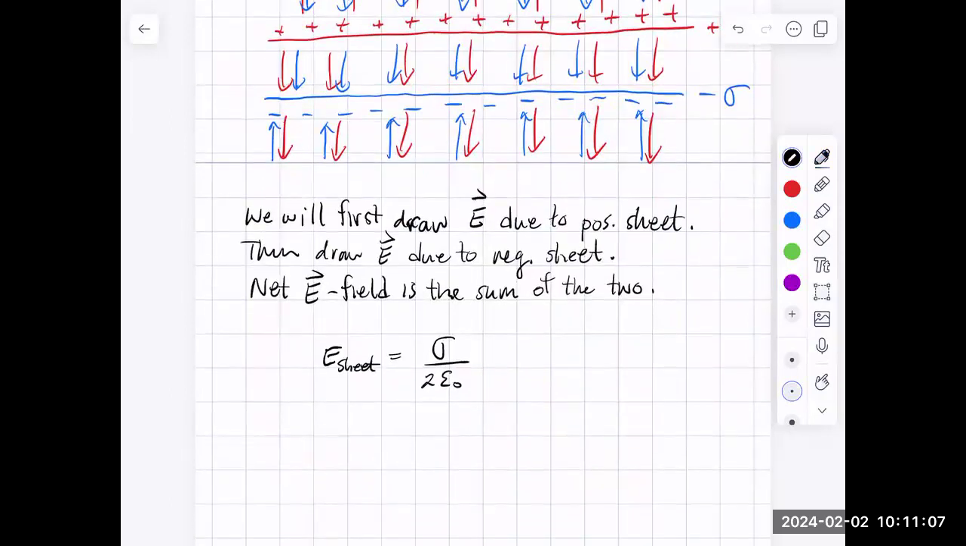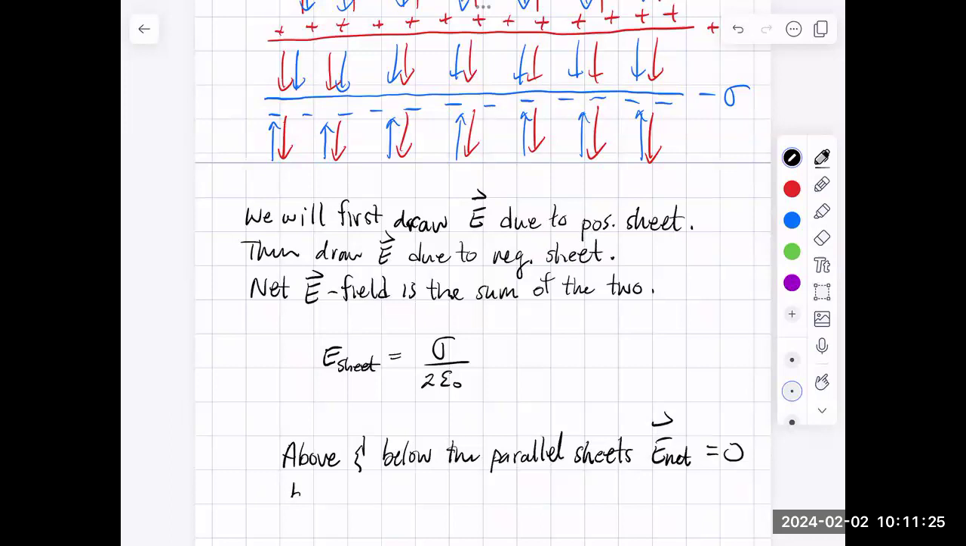So above and below the parallel sheets, E net is equal to 0 because the two contributions are equal in magnitude and opposite in direction.